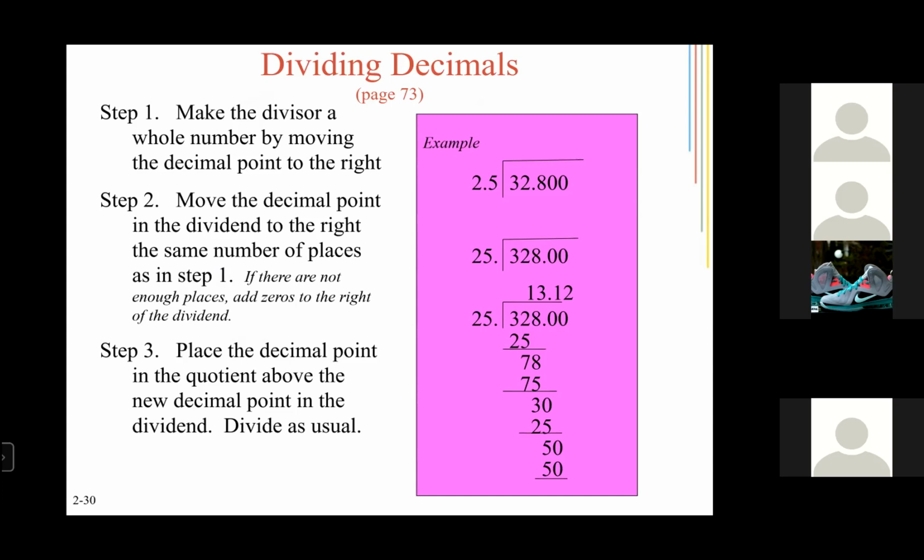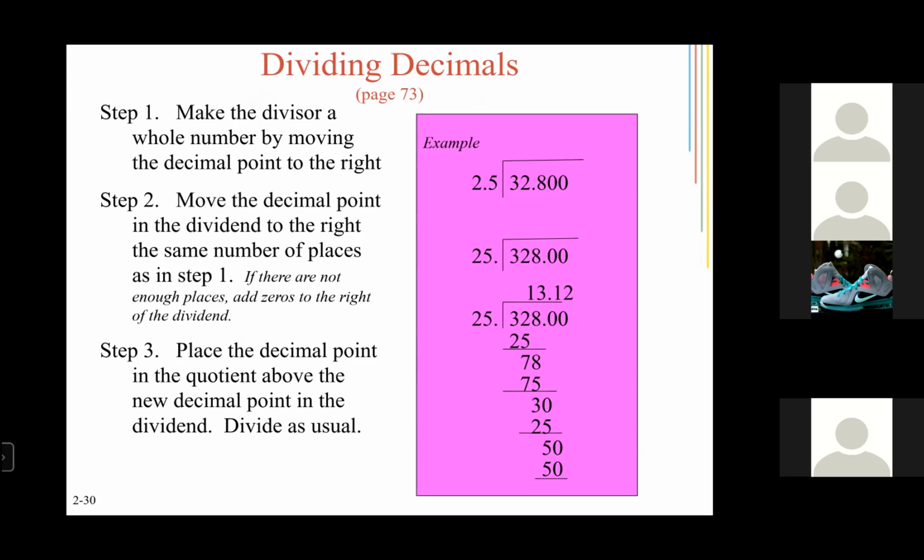Because you want to have it consistent on both sides. I don't know. Which one is easier to divide by, 2.5 or 25? 25. Okay. The reason basically why we try to make the divisor into a whole number is because it's easier to use a whole number to divide. When you try to divide by a fraction, how many times does 2.5 go into 32? It's not so easy to figure out.